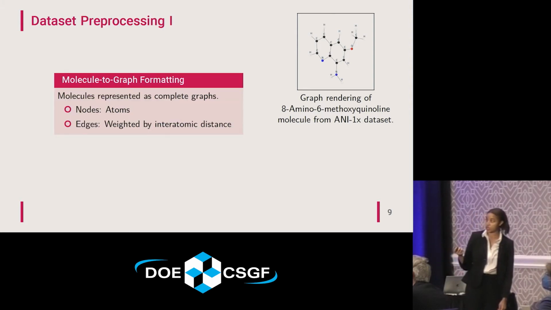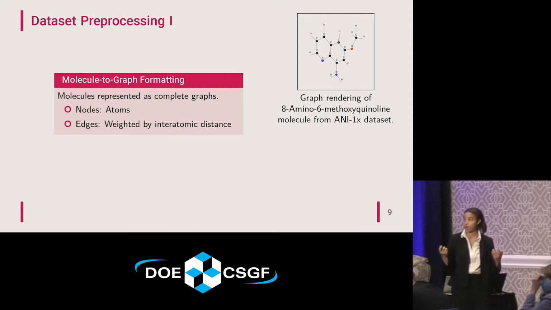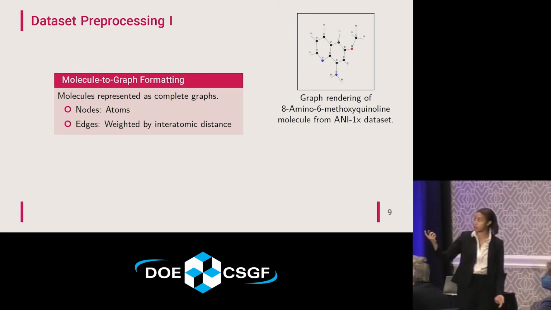So now, how are we transforming these molecules into a graph format that is useful for input into our network? If you're not familiar with a discrete graph, on the right is an example. Here we are modeling the atoms of the molecules as nodes of the graph, and we're weighting the edges by interatomic distance using a kernel that will be detailed on later slides. Also to note that we're representing these molecules as complete graphs, unlike this depiction.